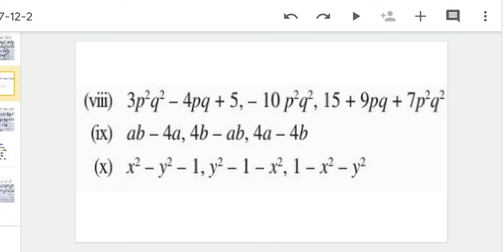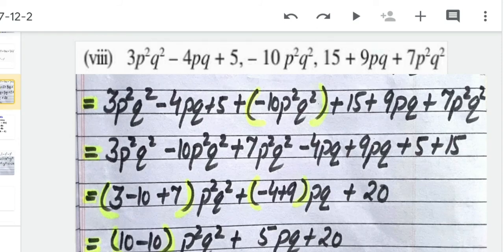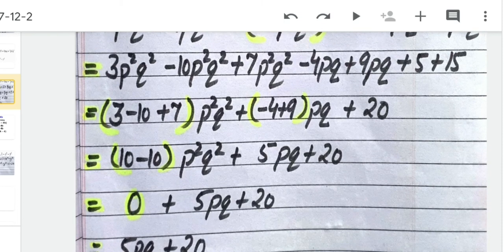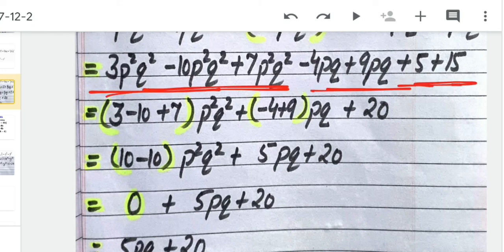These are the further 3 questions of this part of this question. So what we have to do, we have to put the positive sign in place of the comma first. You can see here. Now after opening this bracket, we have negative 10p²q². So what we will do, we will take all the like terms together.